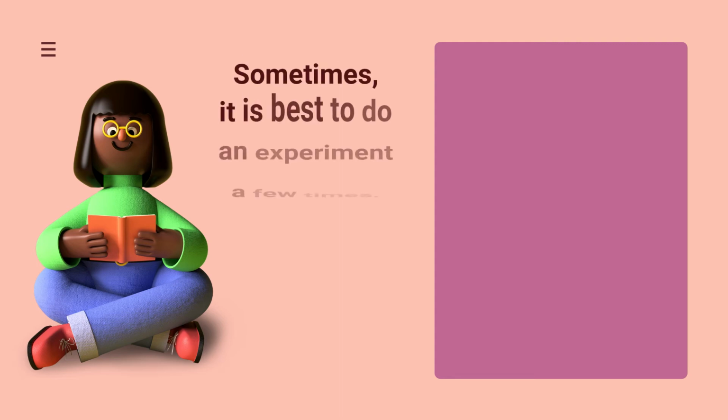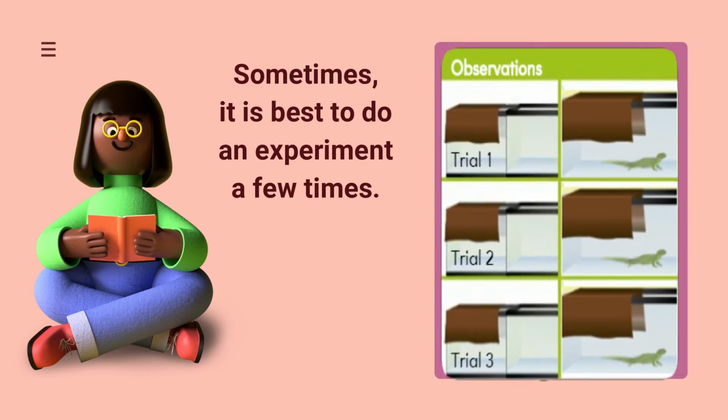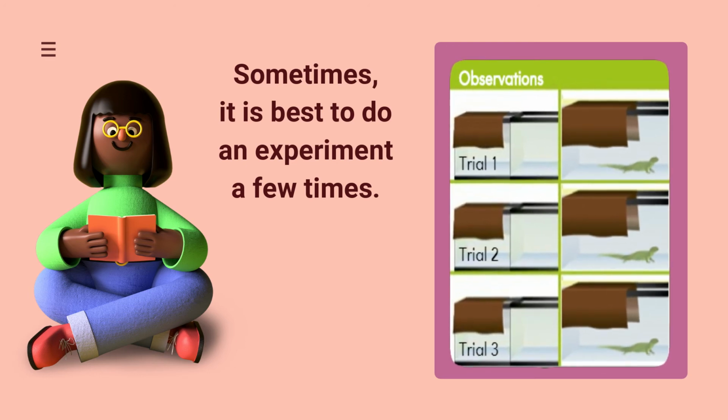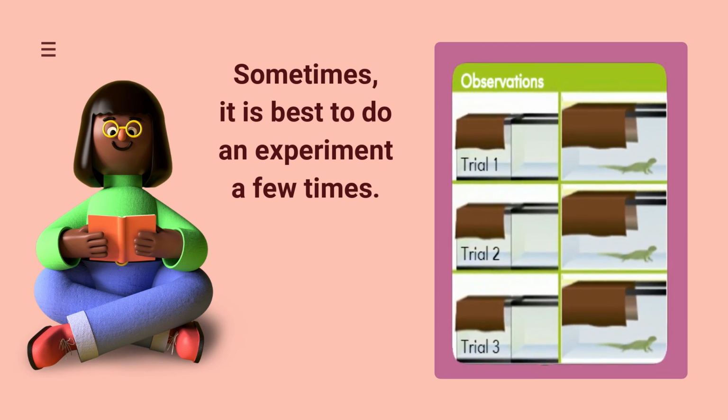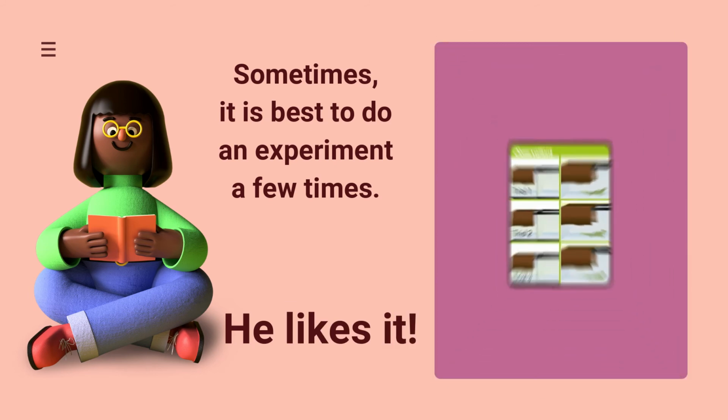Sometimes it is best to do an experiment a few times to make sure that our results are correct. Let's look if our lizard likes shade and repeat that test 3 times. During the 3 trials, the lizard always chooses the side with the shade on. In conclusion, he likes it.